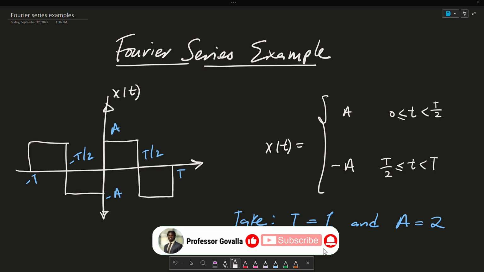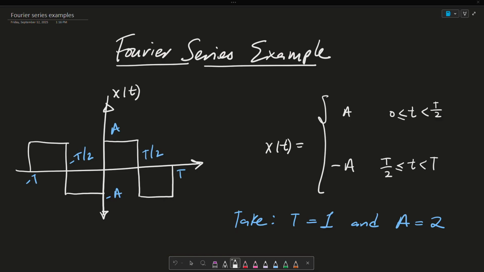My name is Professor Gavala, and today I'm going to be doing the third installment of the three-part series that pertains to the Fourier series. In today's video, we're going to be doing this example, which states to find the Fourier series representation of the periodic square wave x of t shown below, right here. The function is also depicted here. And it says to take T equals 1 and A equals 2.